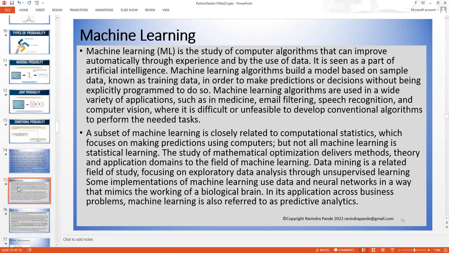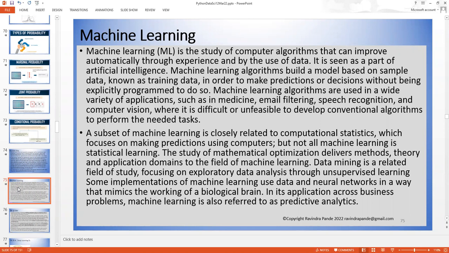Data mining is related to the field of study, as we know. This is what we call data mining, right? Capture a photo, let the machine decide if it's apple or banana, apple or orange, and so forth. This way we are trying to understand how the progression of our decision tree is implemented in a given program. So data mining is related to some implementation of machine learning, using data and neural networks in a way that mimics the working of a biological brain.